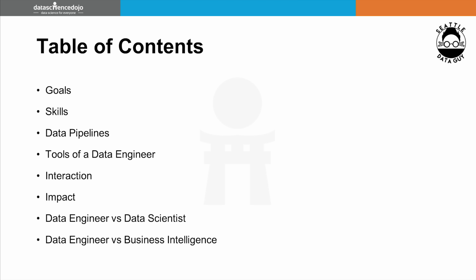Then we'll go into skills and talk about each of the big skill sets I think we use a lot as data engineers, talk about what data pipelines are, go into tools of a data engineer, and talk a little bit about the interactions that we have at work, as well as the impact we have. And then one of the more frequent questions I often get is, what are the differences between some very similar titles like data engineer, data scientist, business intelligence engineer, data analyst, and just going through that so that, again, it helps you understand the differences.